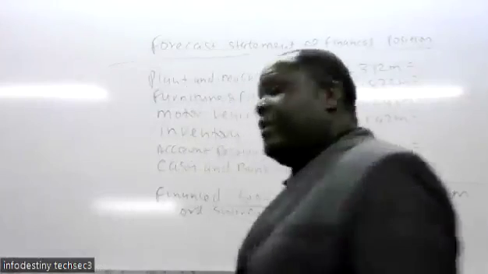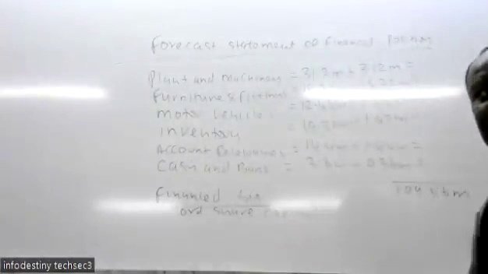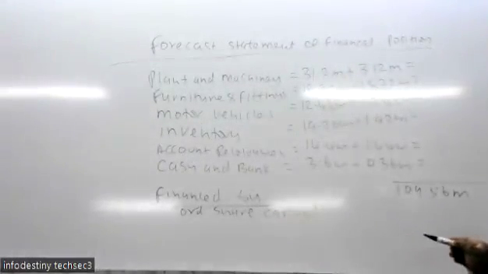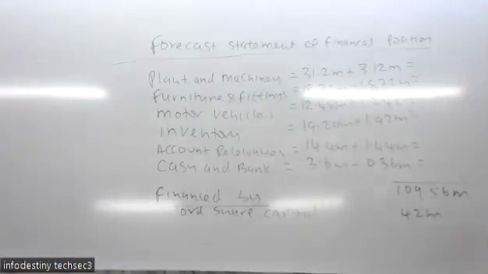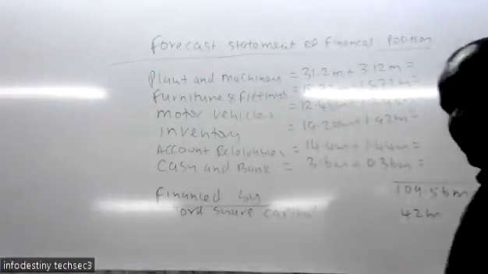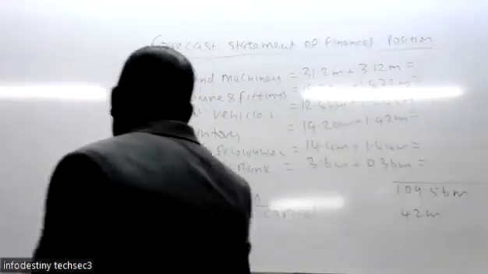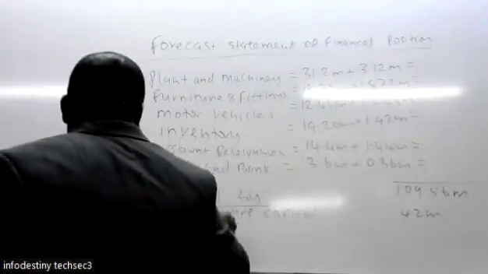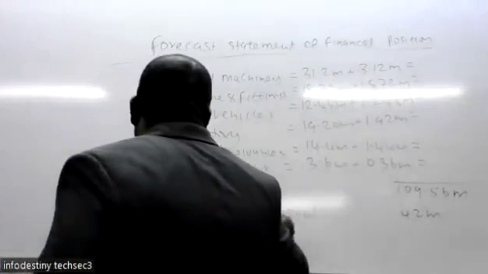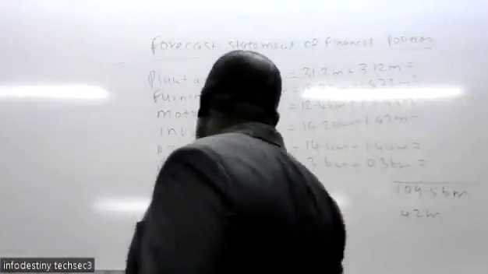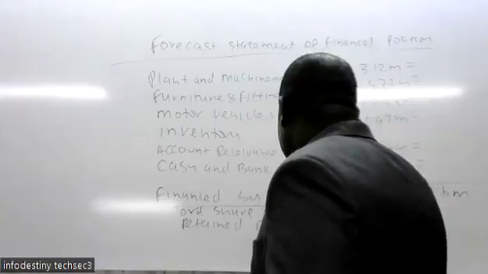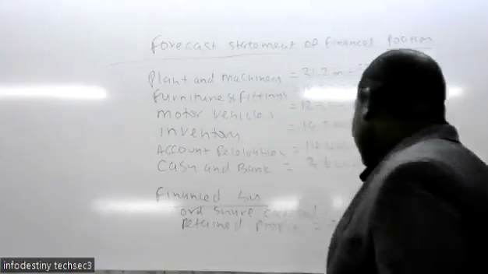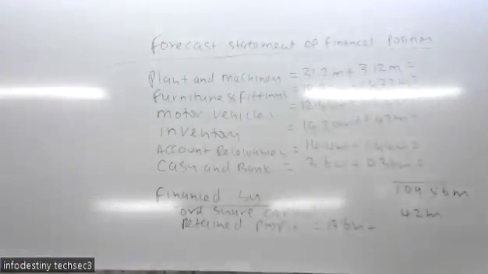Ordinary share capital will never change. That one will remain. You just write the way it is. It is 42. Retained profits. You simply take what we have, it is 17.6. We calculated the increase. Remember, increase in the retained earnings.